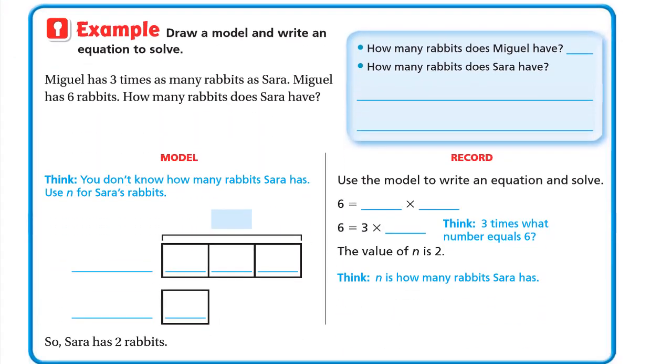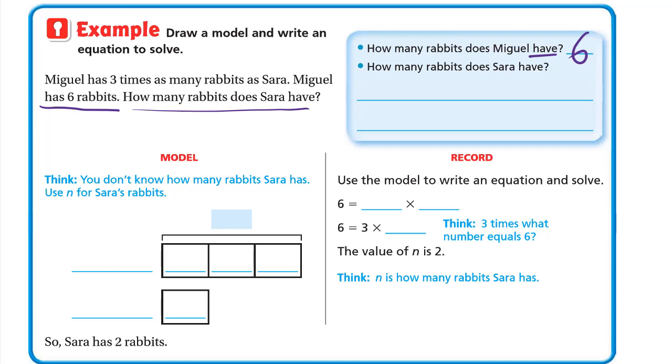Okay, so here is another example. Draw a model and write an equation to solve. Miguel has 3 times as many rabbits as Sarah. Miguel has 6 rabbits. How many rabbits does Sarah have? Okay, so how many rabbits does Miguel have? Miguel has not 3 rabbits. Miguel has 3 times as many rabbits as Sarah. And it said again, Miguel has 6 rabbits. How many rabbits does Sarah have?